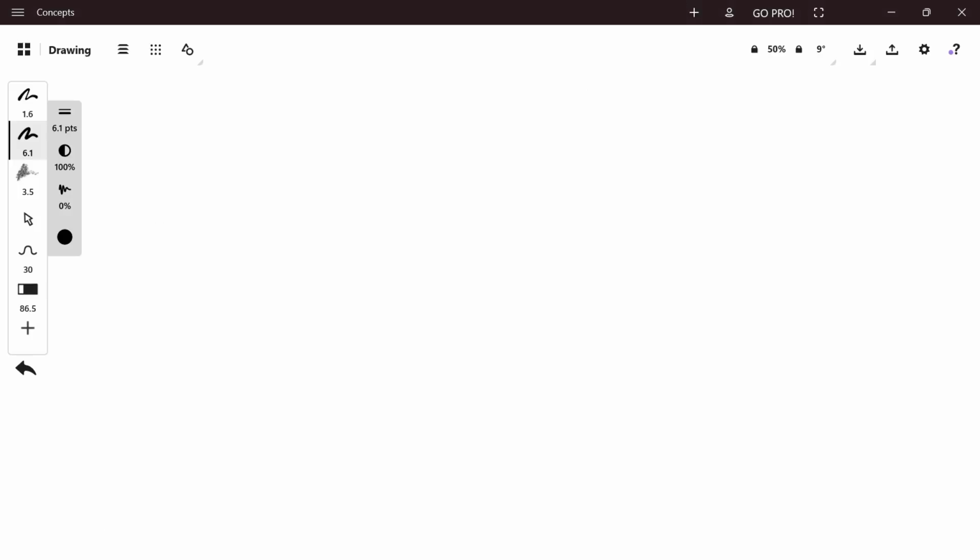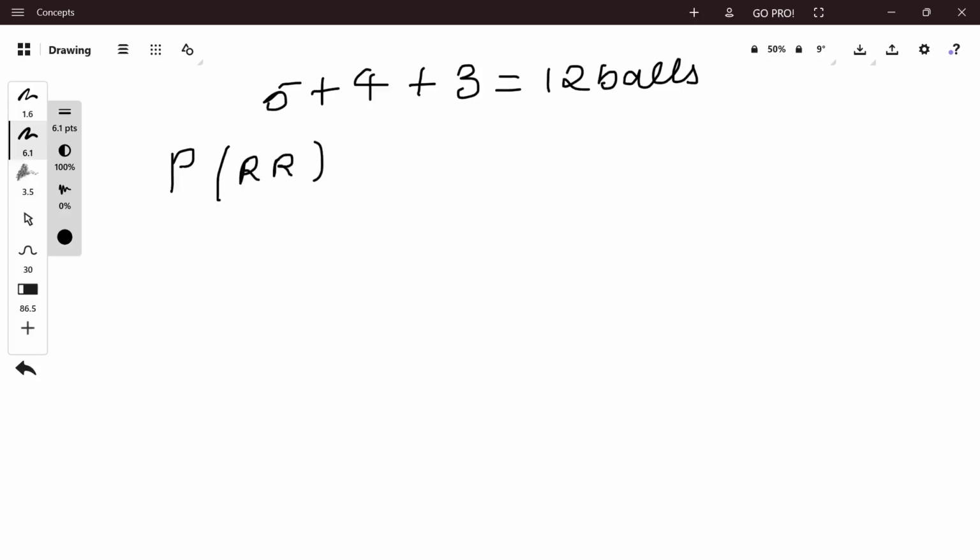The total number of balls are 5 red balls plus 4 green balls plus 3 blue balls, that is 12 balls. Event can occur in 3 mutually exclusive ways: both are red balls, both are green balls, and both are blue balls. So the probability that both are red balls is equal to 5 upon 12 into 4 upon 11, that is 20 upon 132.